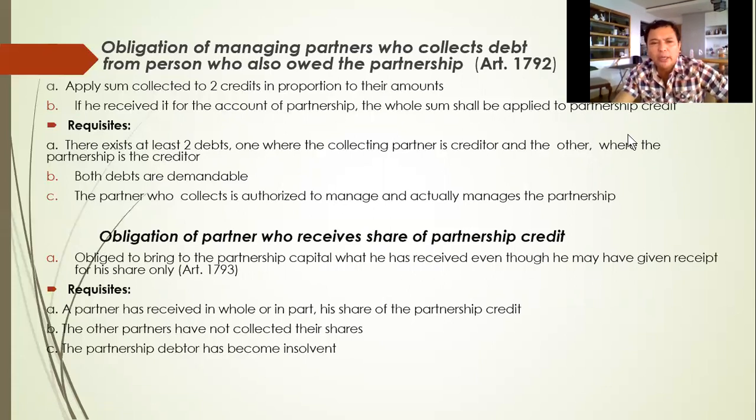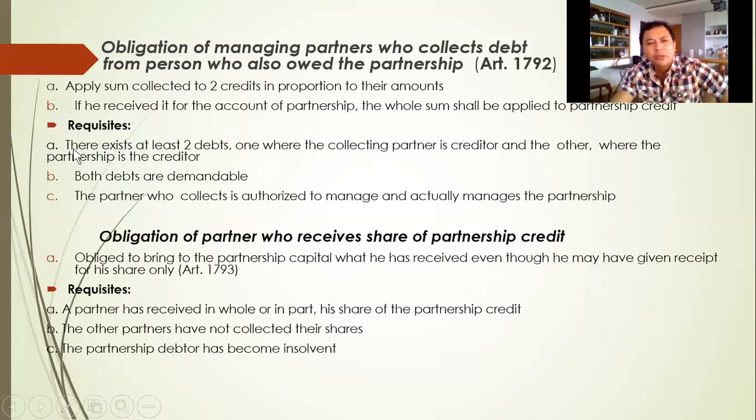Now, if the managing partner will collect, then according to the rule here, the money will be applied to the 2 credits in proportion to their amount. No? So, kung ano sa amount will happen? It will happen when the managing partner will issue a receipt in his own name. So, letter A will apply. Then, if he received it for the account of the partnership, meaning he received the money and issued a receipt in the name of the partnership, so the whole sum shall be applied to the partnership credit. So all of the money he collected will go to the partnership and none to him.